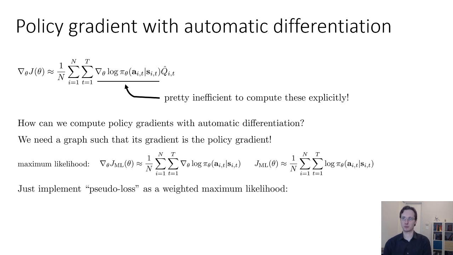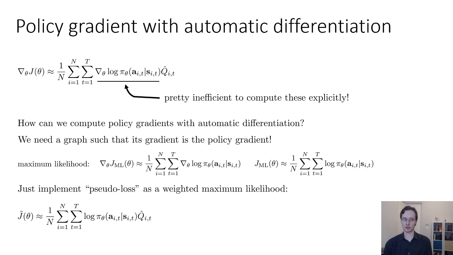So the way that we're going to implement policy gradients to get our autodiff package to calculate them efficiently is by implementing a kind of pseudo-loss as a weighted maximum likelihood. So instead of implementing J maximum likelihood, we'll implement this thing called J tilde, which will just be the sum of the log probabilities of all of our sampled actions multiplied by the rewards to go Q hat. Now, critically, this equation is not the reinforcement learning objective. In fact, this equation is not anything. It's just a quantity chosen such that its derivatives come out to be the policy gradient.